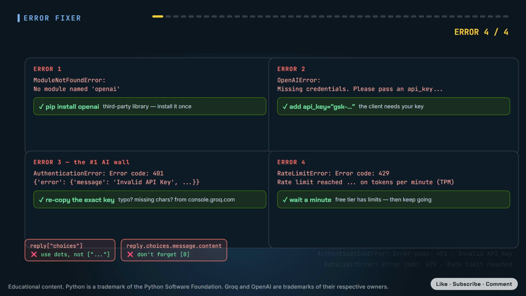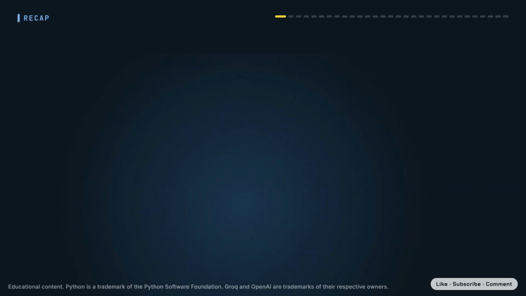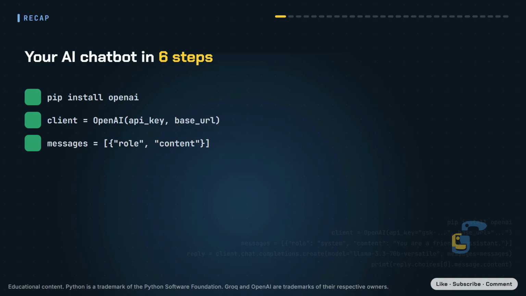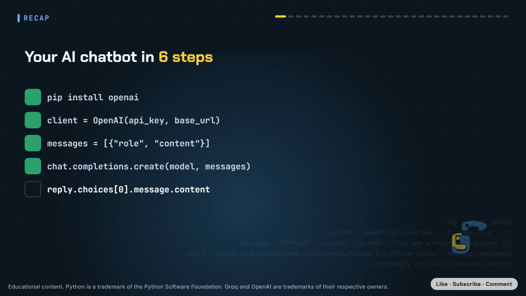Number 4. RateLimitError. Error code 429. The free tier has limits. Wait a minute and try again. 4 errors. 4 quick fixes. Here's the whole skill in 6 steps. pip install openai. Create the client with api_key and base_url. Build the messages list with role and content. Call chat.completions.create. Read reply.choices[0].message.content. And loop with while True. Ask, send, print, remember. That is it. You built an AI chatbot.